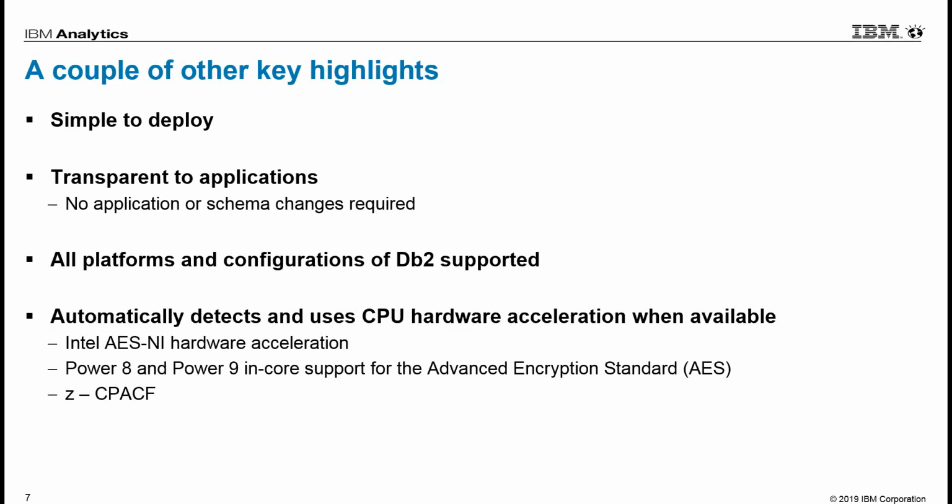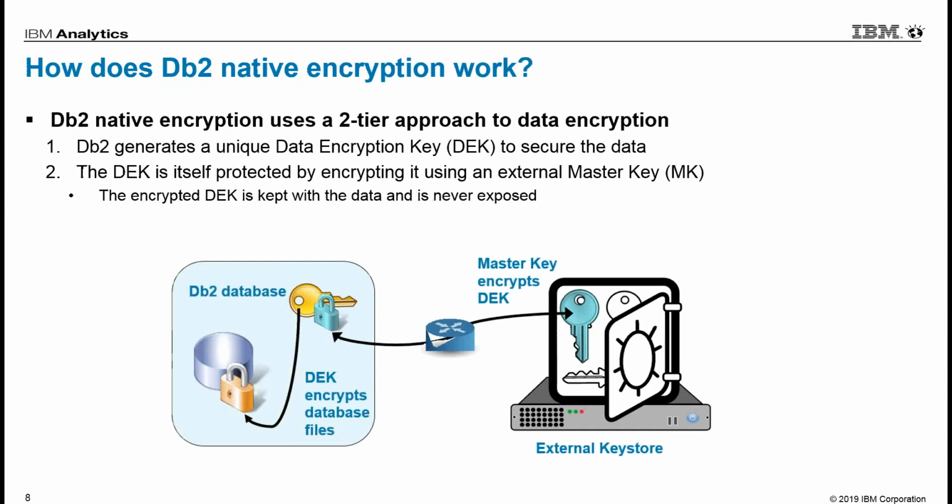So there's the Intel hardware acceleration with the new instruction set. Power 8 and Power 9 both have in-core support. What do they call it? Advanced Encryption Standard. I can't remember their acronym. And also on Linux on Z, we use their CPACF. Very nice. That becomes critical later on. We'll get back to performance when we talk about that.